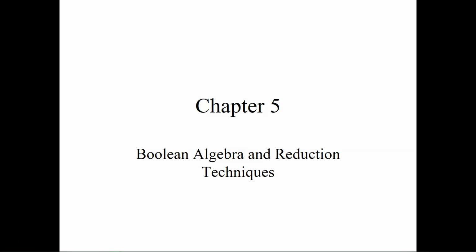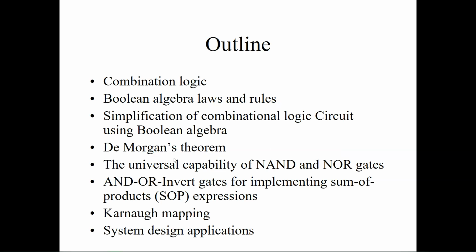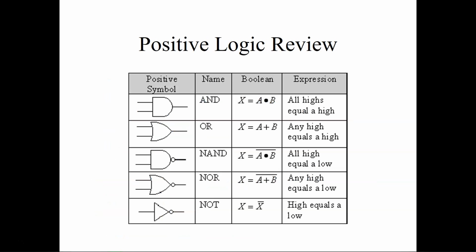So we're going to talk about Boolean algebra and reduction techniques. So again, for the logic review, we have different symbols for AND. It looks like a D. For OR, it looks kind of like the Star Trek symbol if you really want to go with it.